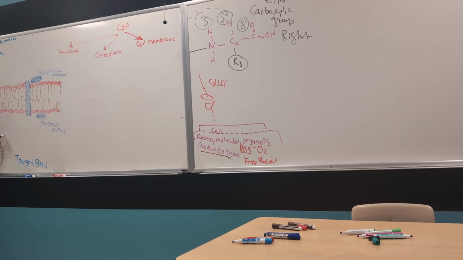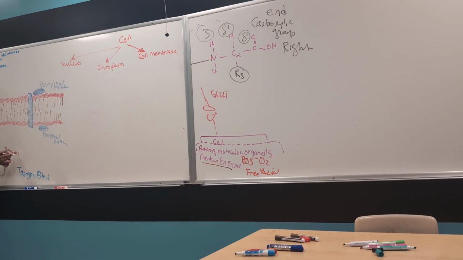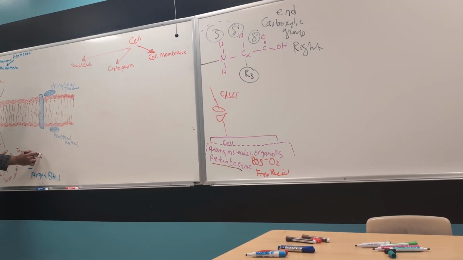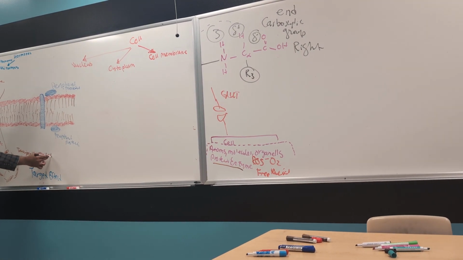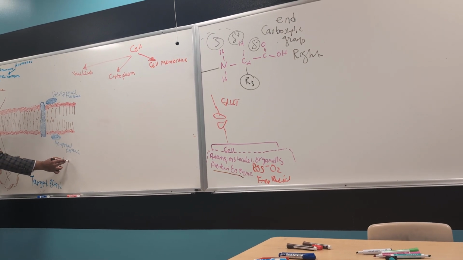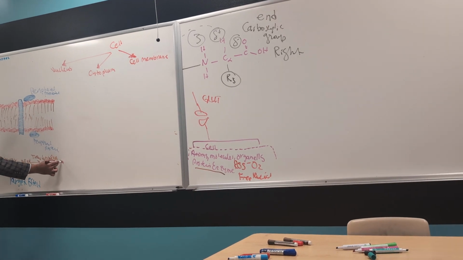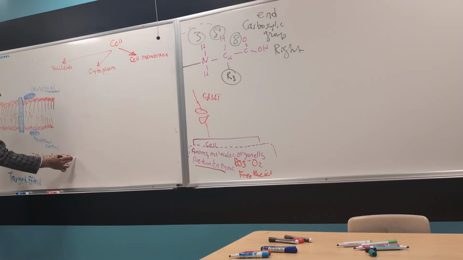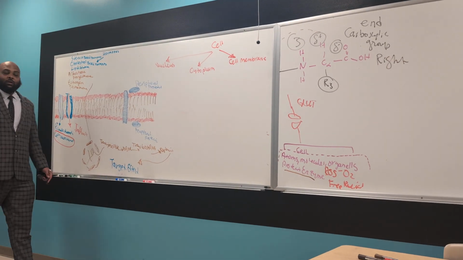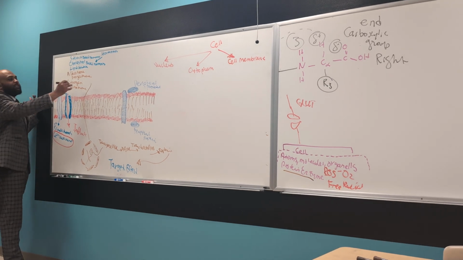And when we transcribe the DNA, we get mRNA. And when we translate the mRNA, we get proteins. And these proteins will give me my target effect. So here you see that this hormone is a first messenger.